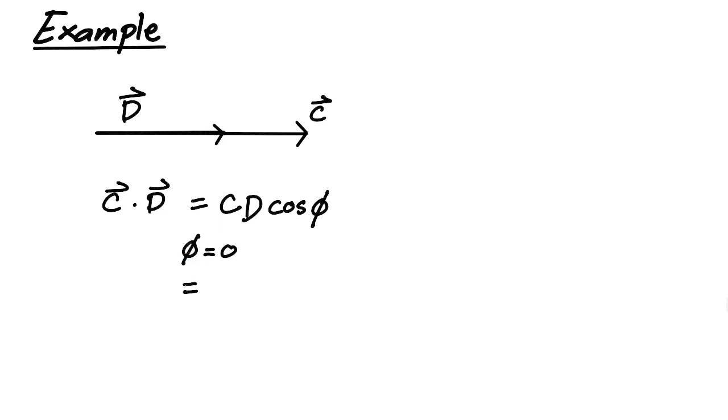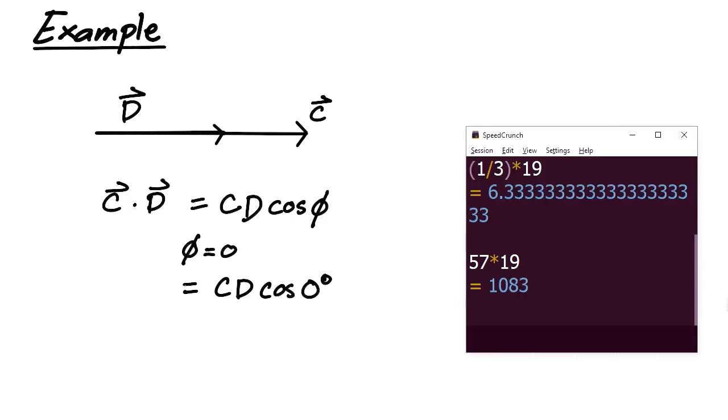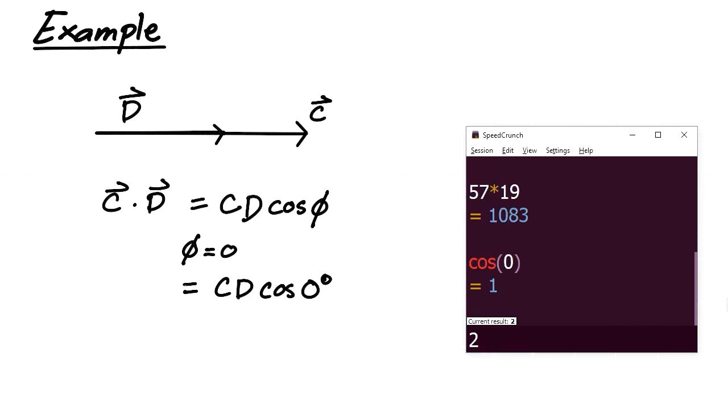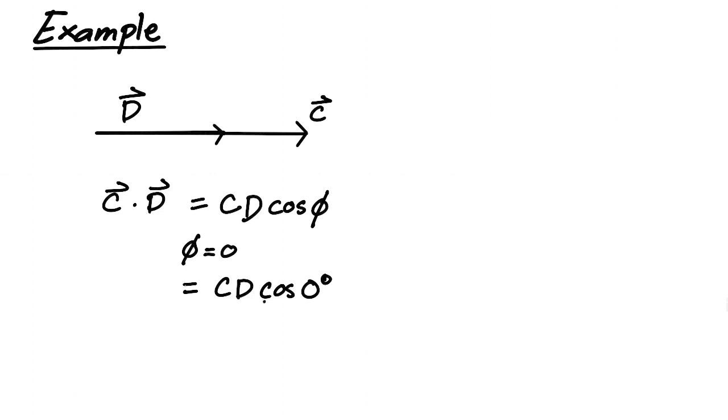So, ang kinalabasan nito, CD cosine 0 degrees. Now, if you plug this in sa calculator, cosine ng 0 is equal to 1. Okay, so this is simply equal to 1. Magiging 1 lang ito siya. Which means you are left with C dot D is equal to CD. So, ang nangyari, parang nag-multiply ka lang ng magnitude nila. Now, this is true for every case na pareho sila ng direction.